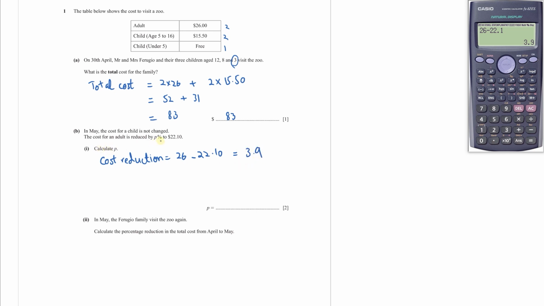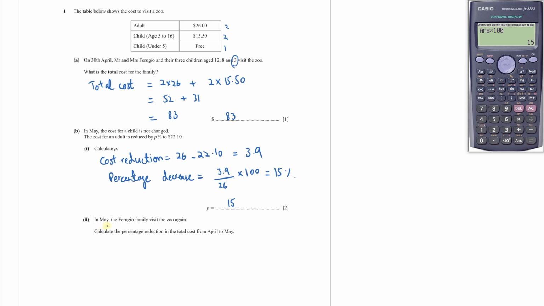So P is the percentage decrease in cost. The percentage decrease will be the decrease in dollars, which is 3.9, divided by the initial cost, which was $26, and then multiplied by 100. So 3.9 divided by 26, times 100, is 15%. So the cost for the adult ticket decreased by 15%. So your value of P is 15.